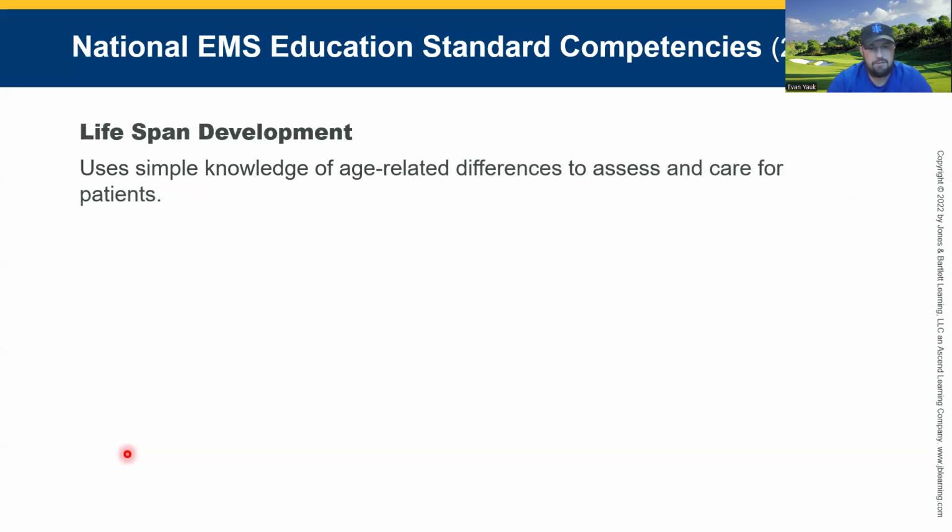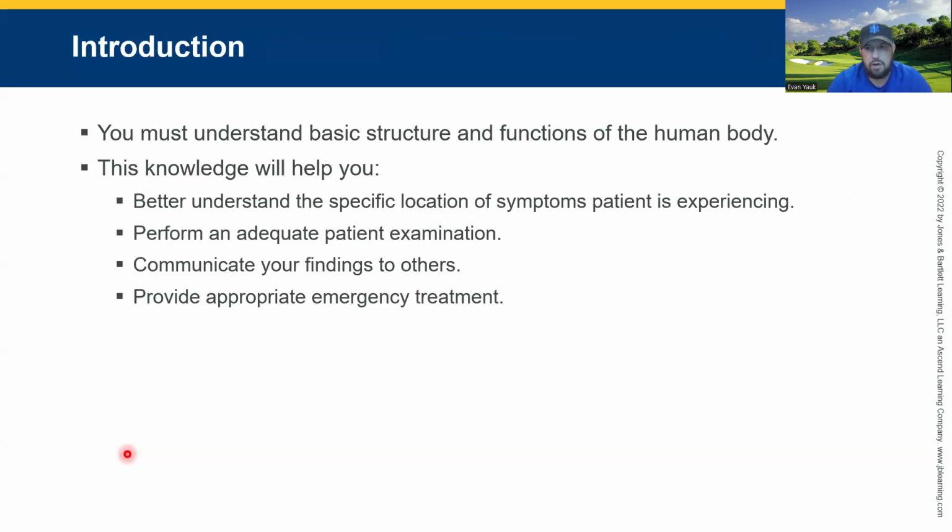We're going to talk about lifespan development, and this is just age related differences for different age patients, all the way from neonate up to your elderly. Once again, not in deep detail. That's later on in other chapters. You must understand the basic structure and fundamentals of the human body. It's going to give you a better understanding of specific locations, and so the symptoms patients are experiencing. It's going to give you an idea of what might be going on.